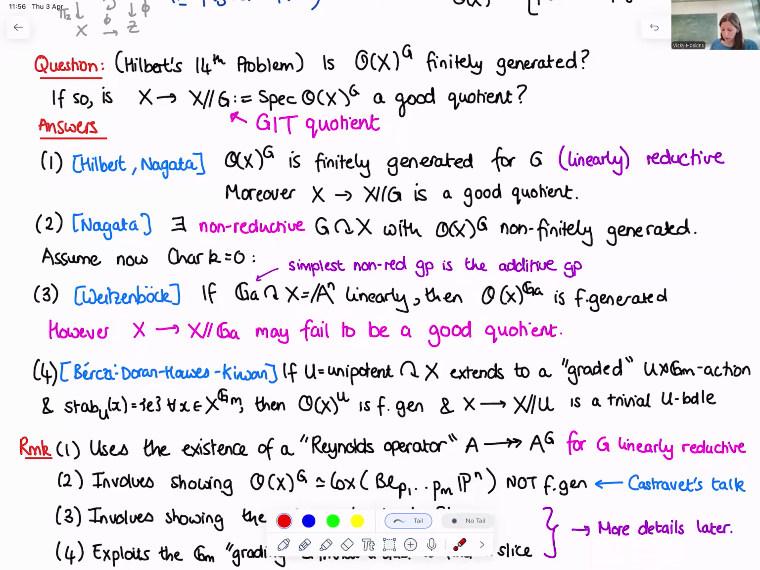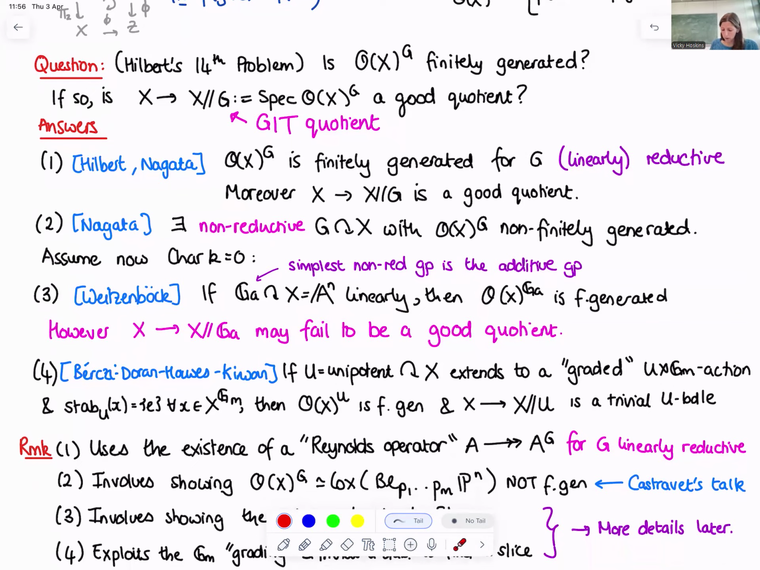So let me give you some remarks on these 4 different answers. The first one, in the case when G is linearly reductive, uses the existence of what's called a Reynolds operator, which you should think of as a generalization of averaging over the group. If G was finite, you could average over the group, and this would give you a way to associate to a function a G-invariant function. But for obviously non-finite groups, you can't do that. But the idea here is that it's a canonical projection onto the G-invariants.